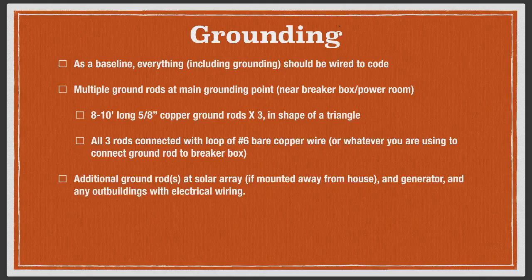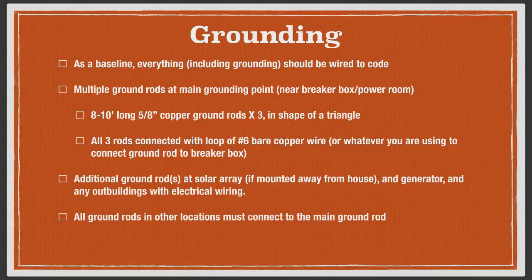And closely tied to this is that all the ground rods in other locations must be connected to the main ground rod. So while you not only want ground rods in any outbuildings where your generator is and where your solar array is, you also need everything to be connected to the main grounding system. And I'm not going to go into all the reasons why, but they need to be connected typically with the same type of wire that you would connect to the ground rod, which a safe route would be number 6 bare copper wire.